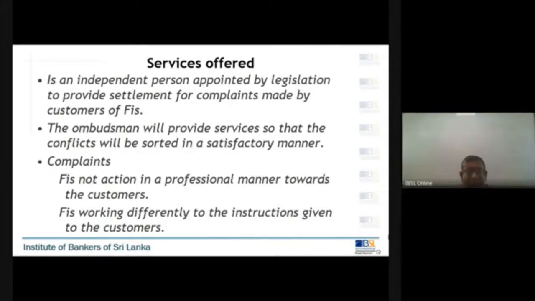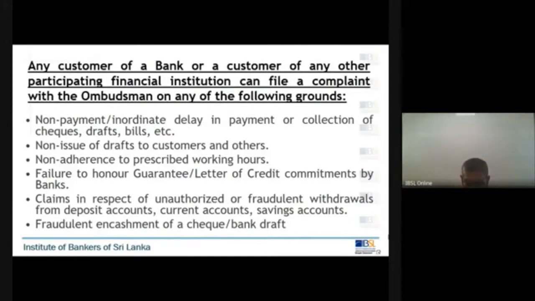Another complaint is that sometimes the financial institution does not act in a professional manner. When the customer complained about something, they have not taken action, they have not handled it in a professional manner. The instructions given in the leaflets or anything are not followed accordingly, and they behave in a different way. Those are the usual complaints. Other complaints are in your handout now.